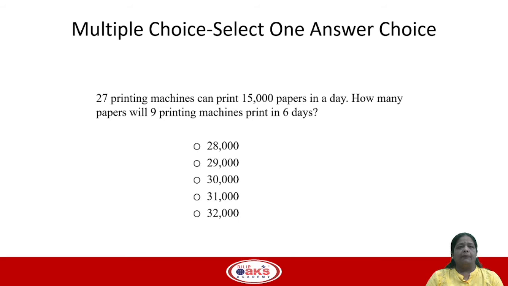The first one, multiple choice, select one answer choice. Over here the question will be given to you and there will be 5 options which will appear in this format. They are always going to have radio buttons, so only one of the options is going to be correct. Also now, immediately let us see the solution for this question.